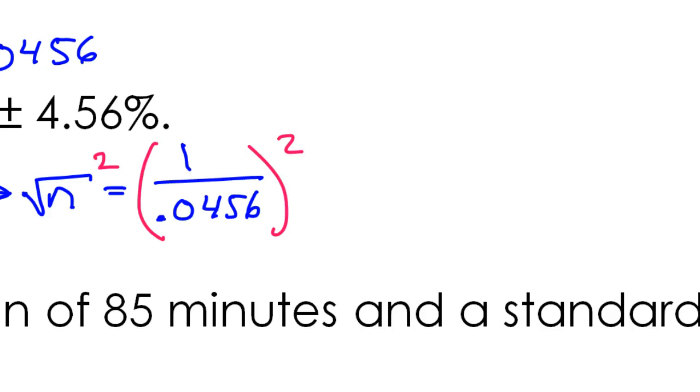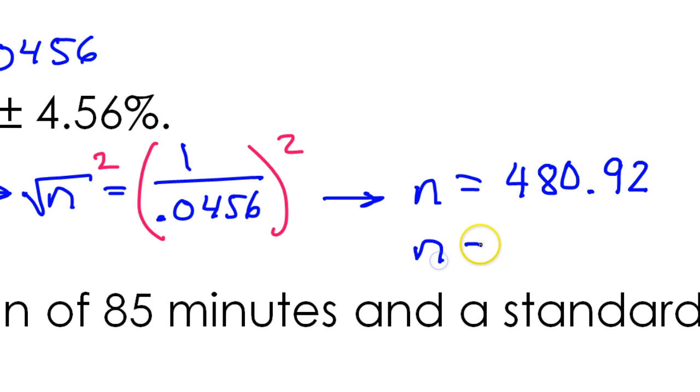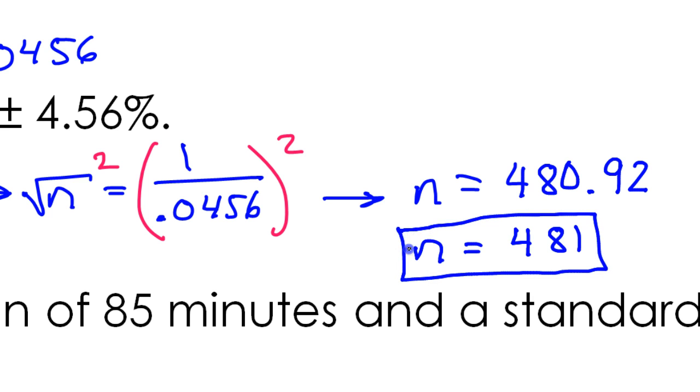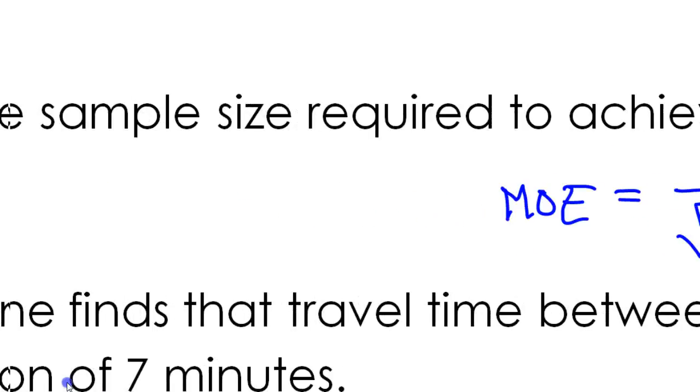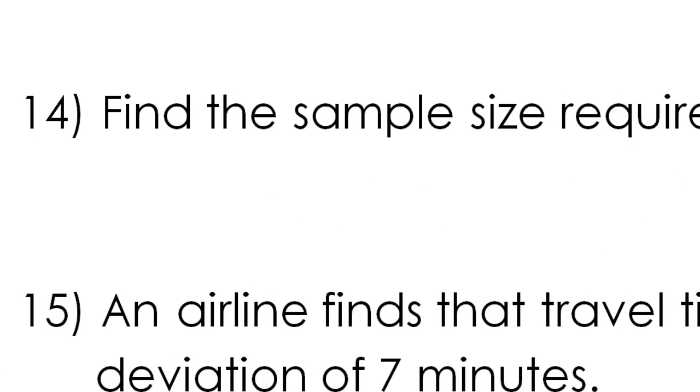Alright, so if I do that, then that's going to give me n equals. So I'm just going to put this in the calculator. Alright, I'm getting 480.92. Now for sample size, we will round this to the nearest whole number. So this will be 481. Alright, that's the sample size that would be needed to get this margin of error. Alright, so that was number 14.